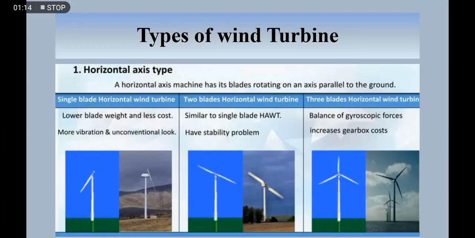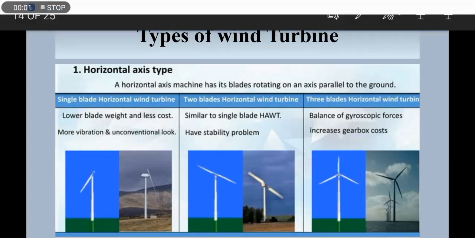If we talk about the single blade horizontal wind turbine, lower blade weight and less cost blades are used, but it has more vibrations and an unconventional look. Then we come to the two-blade horizontal wind turbine. It is almost similar to the single-blade horizontal wind turbine. The only difference is the stability problem.